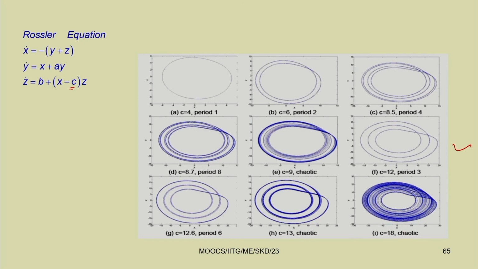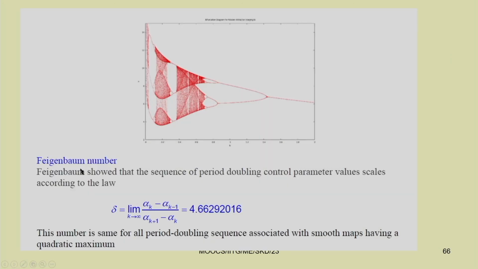Next class we will see the relation for when this bifurcation occurs in case of period doubling bifurcation. Particularly, I will tell you about the Feigenbaum number. This is a constant, universal number, whose value is 4.66292016. We will study this Feigenbaum number and also the other different routes to chaos. Next class we will study more on these chaotic responses.